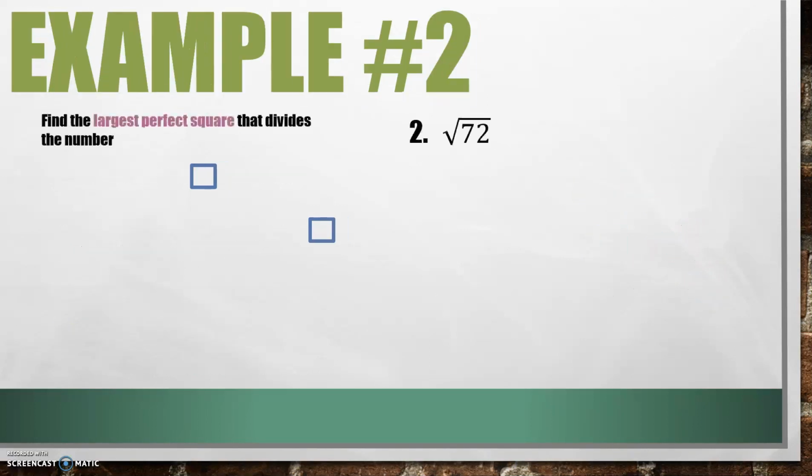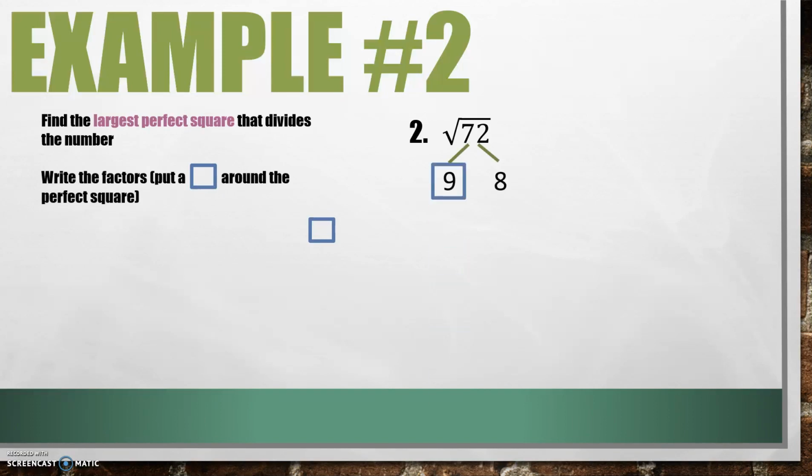We're going to work with the square root of 72. Ideally, we want to find the largest perfect square that divides the number. So I am going to start with the number 64 and work my way down. But let's say you know one that will divide into that. For example, I know that 9 will divide into 72 evenly. And that's a perfect square. So I'm going to break that down into 9 and 8.